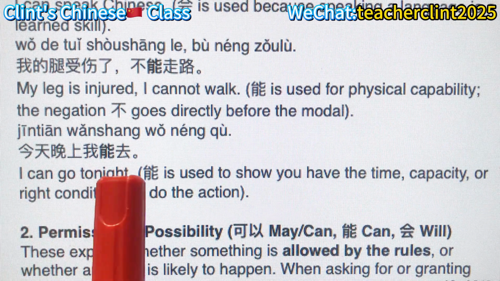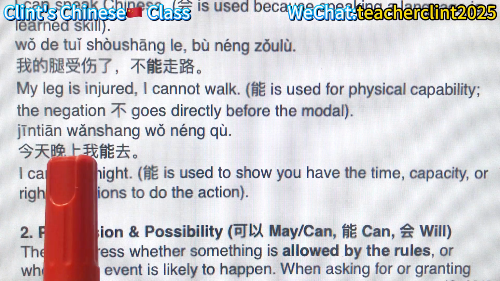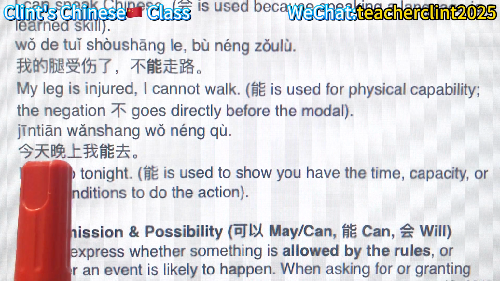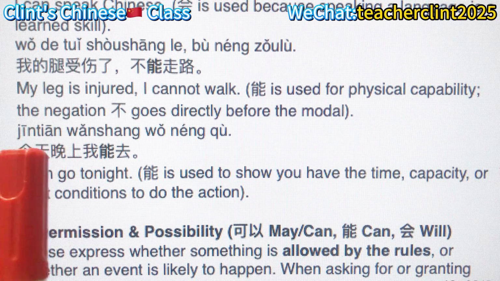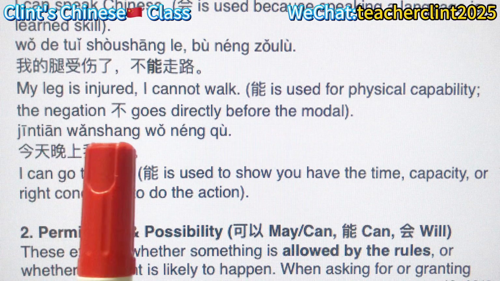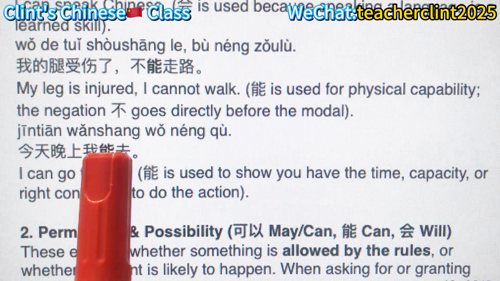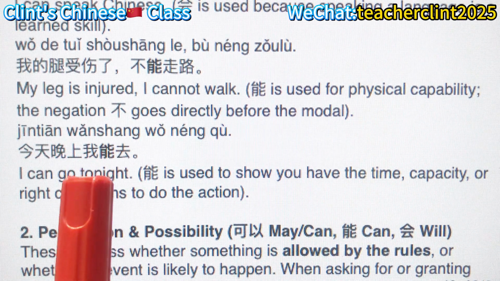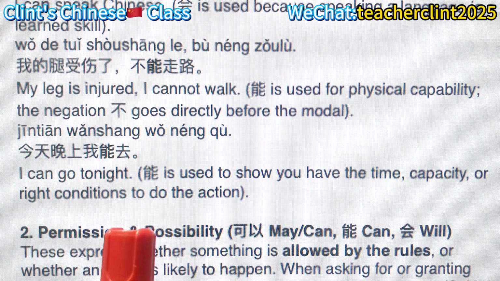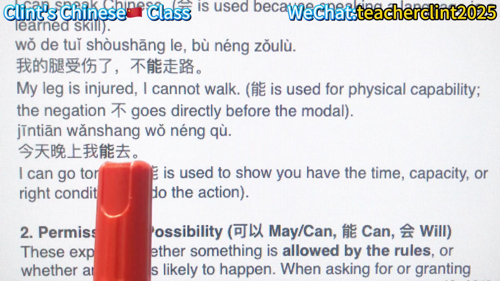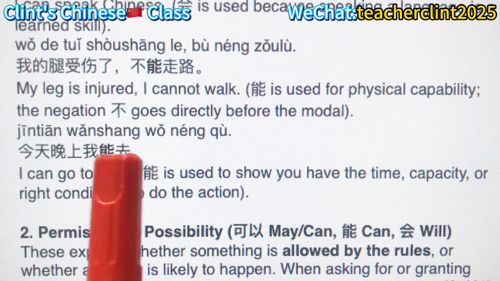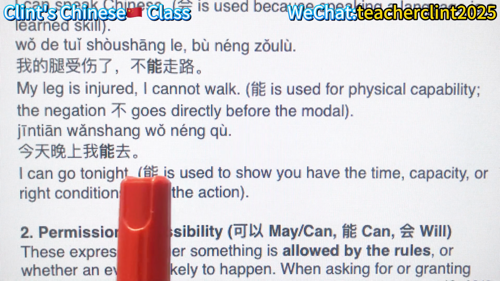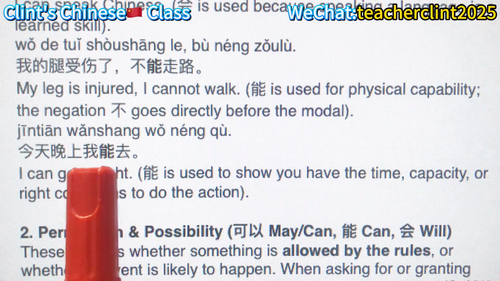I can go tonight. 今天晚上我能去。今天晚上 the time adverb, tonight, or this evening. 我 subject, 能 can, 去 go. I can go. So the can means the conditions, the environment, the circumstances are okay, right? So this 能 can also show whether the condition is right for me to do something.